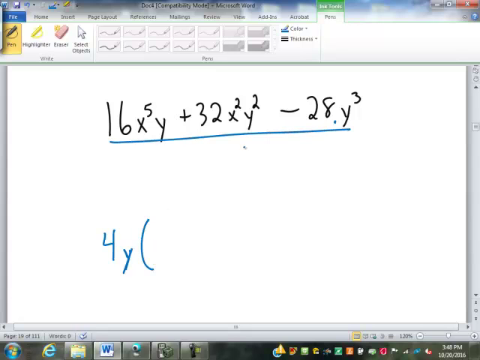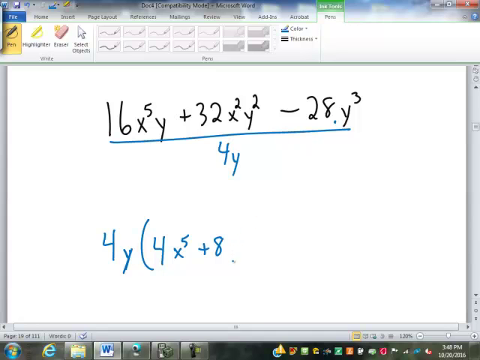So I'm going to divide by 4y to get my other factor. 16 divided by 4, 4. What do we do with the x to the 5th? Stays x to the 5th. Nothing happens to it. What happens to the y? Divide it out. Y divided by y is divided out, so it's gone. 32 x squared y squared divided by 4y. 32 divided by 4? 8. It's a positive 8, so plus 8.